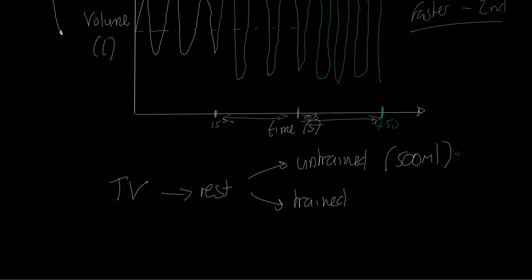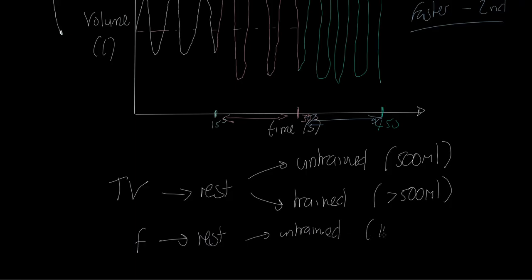Now, interestingly, for a trained athlete, we don't get much of an increase. It's going to be something just above 500 millilitres, okay? Which means that at rest, our breathing frequency, if we had an untrained person, someone who's not an athlete, what we would be expecting to see there is something like 10 to 12 breaths per minute. And that should give you a bit of an indication as to how much minute ventilation an untrained performer is going to be taking in.